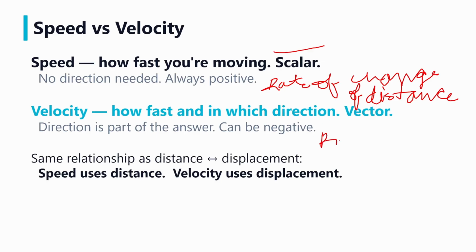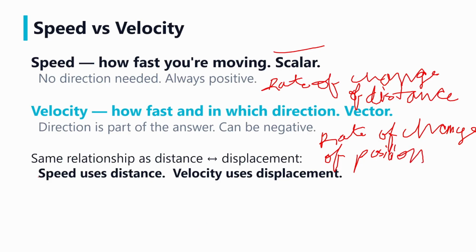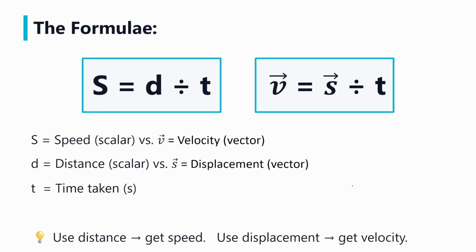So velocity is the rate of change. If you say displacement, that's incorrect. It's the rate of change of position, and you'll see why. So speed uses distance, velocity uses displacement. Alright, so here's the formula. Speed is distance by time, velocity is displacement by time.